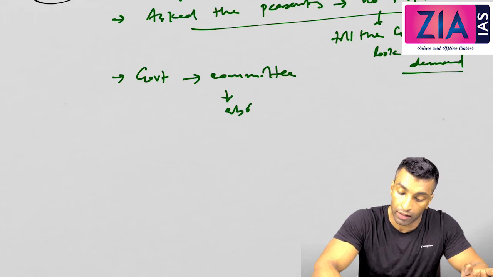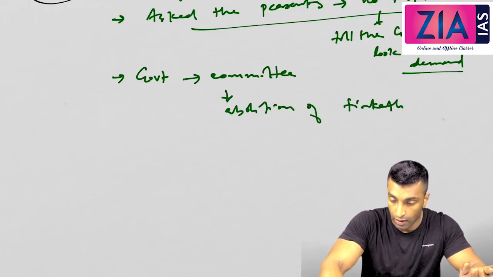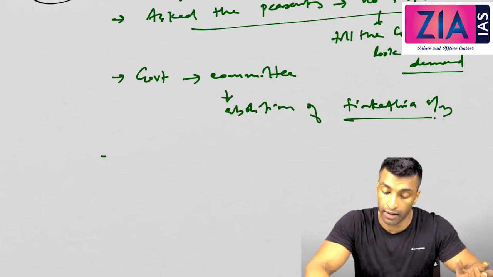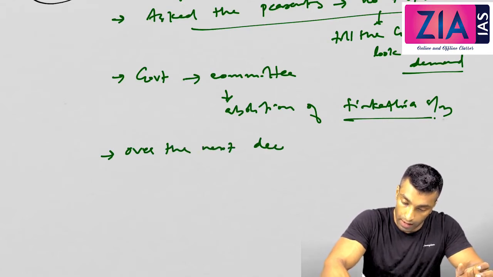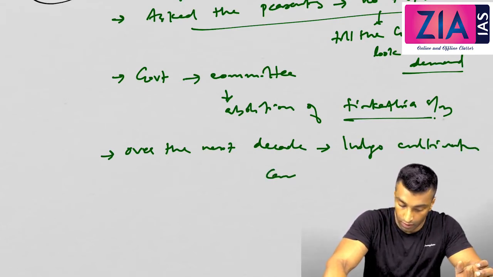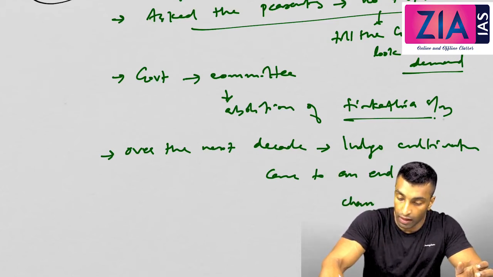They recommended the abolition of Tin Kathia system, and over the next decade, indigo cultivation came to an end in Champaran. Okay, so this is about the issue and this is about the Champaran Satyagraha.